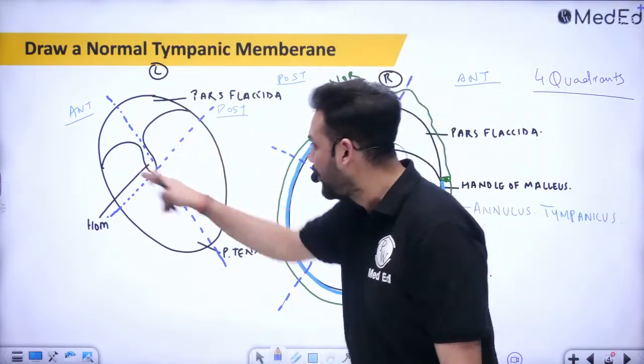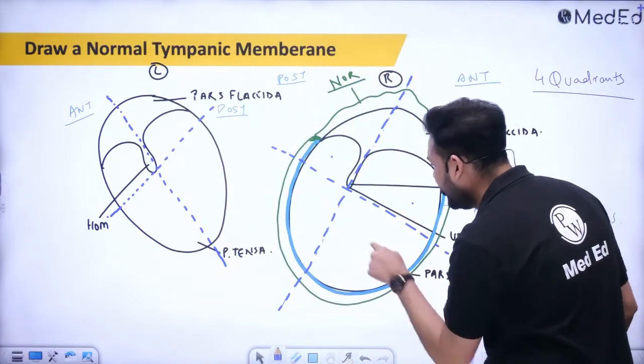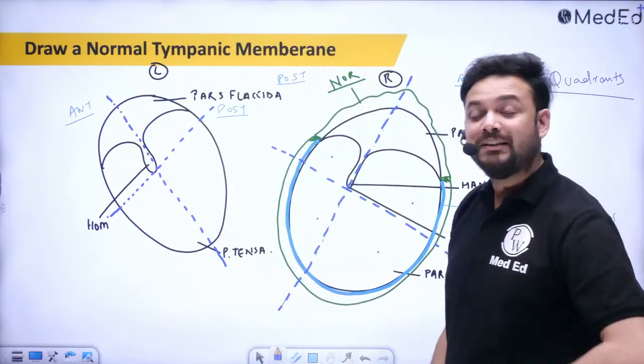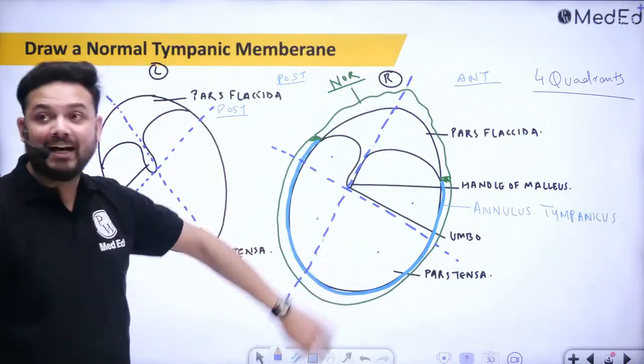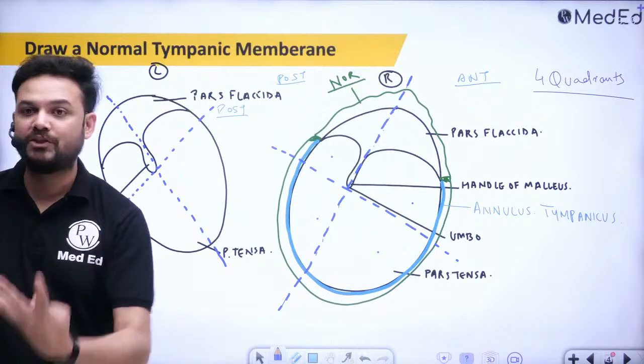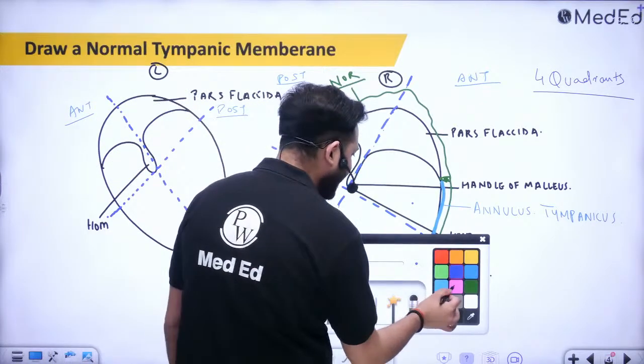Now we can see 4 quadrants forming. 1, 2, 3, 4. Right? So these 2 lines will divide my pars tensa into 4 quadrants. Now it is very simple. How will we remember the 4 quadrants?